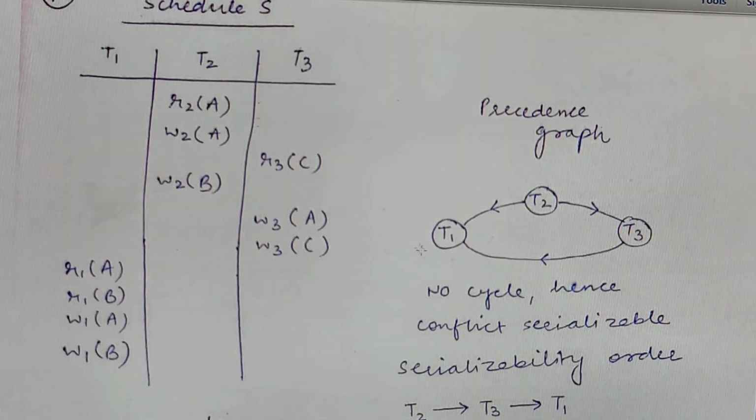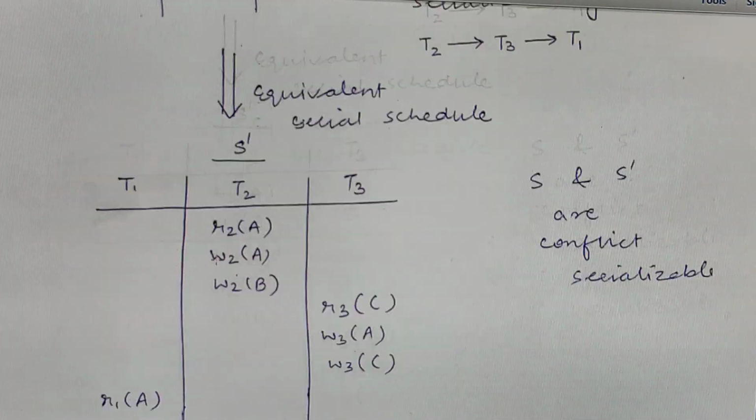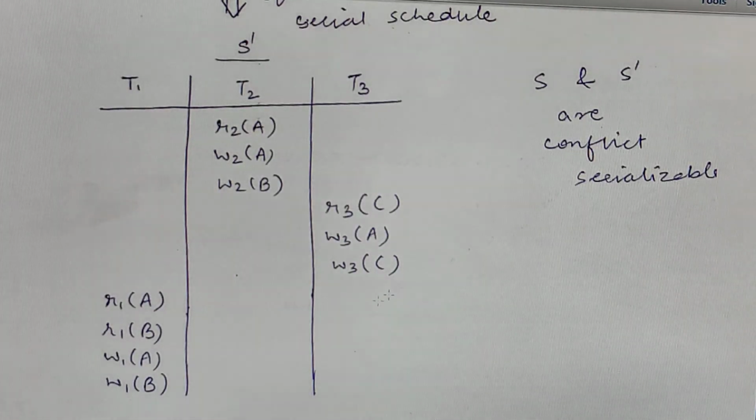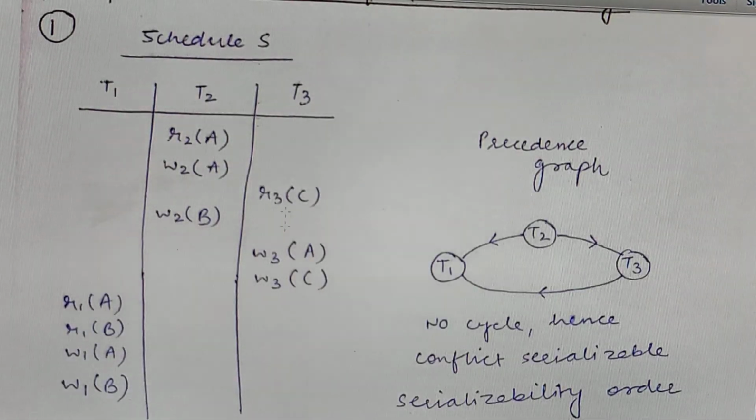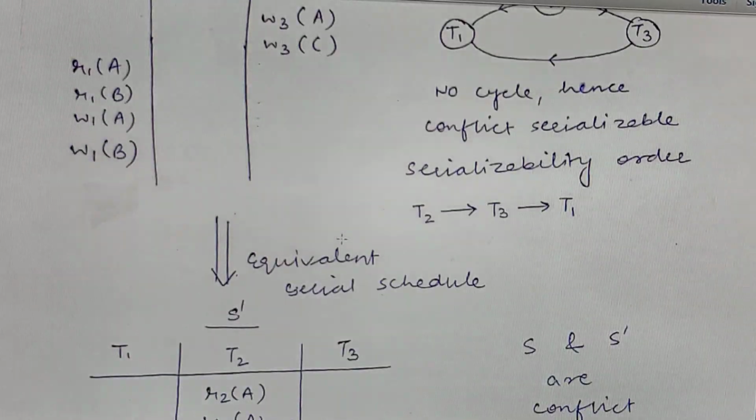Now you can see there is no cycle. If there is no cycle, we can say that our schedule is conflict serializable. And if the schedule is conflict serializable, how can you convert it? It will look like this. If we convert it into a serial schedule, we can swap these operations like this. So this S dash and this S are conflict equivalent because the precedence graph does not have any cycle, and if it is conflict serializable, it will automatically be view serializable.